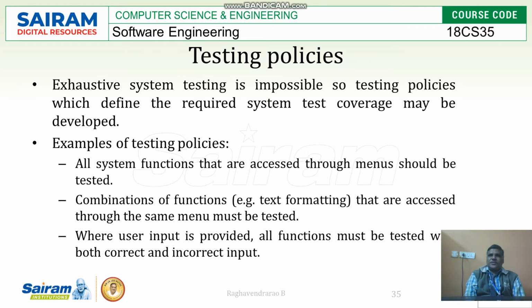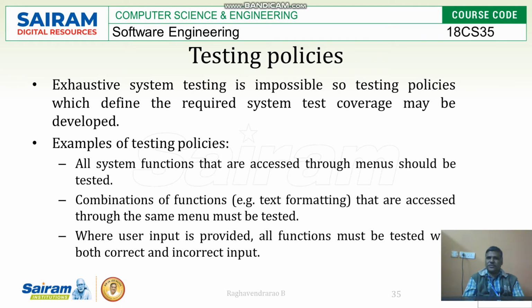Suppose testing policies are there. Exhaustive testing is not possible in the testing policies, but overall you are able to check. What are the things that you can check? What are the policies that you can check? All the functions associated with the menu. After clicking that menu, whether the drop down appears or not. On the click of that, whether the pull up menu or pull down menu appears or not. Those things you can check.